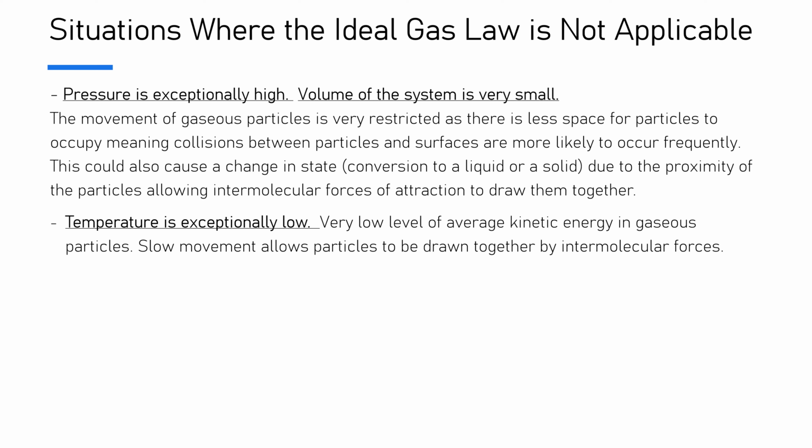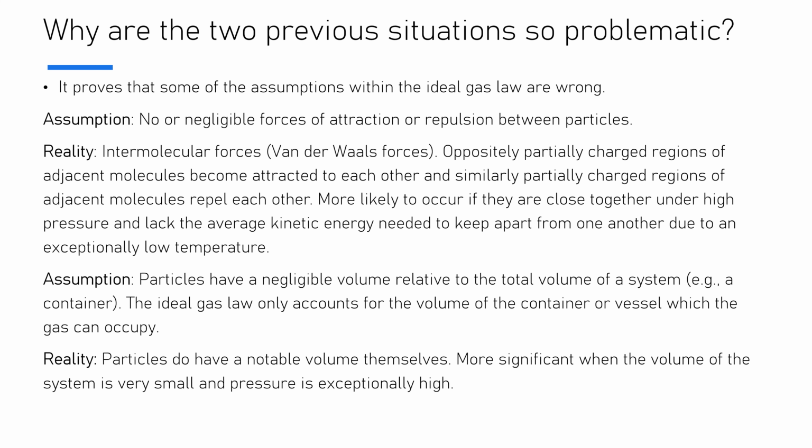The second situation is when temperature is exceptionally low, and as a result there is a very low level of average kinetic energy in gaseous particles within the system. This means they are going to be moving very slowly, and as a result they are more likely to be drawn together by intermolecular forces. So why are the two previous situations so problematic? Well, they essentially prove that some of the assumptions within the ideal gas law are wrong.